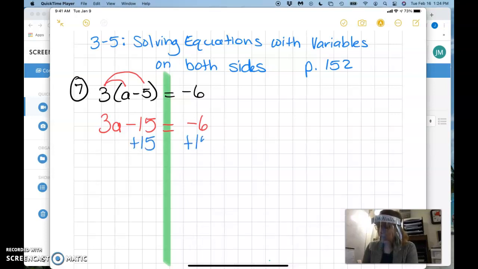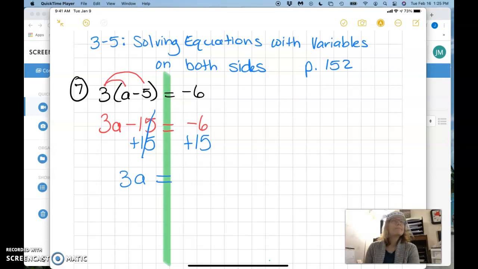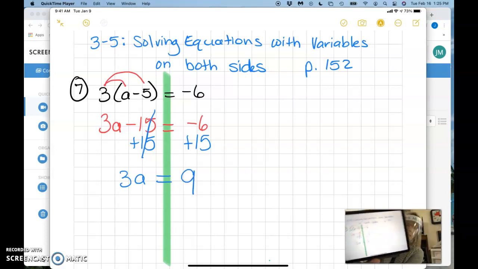Whatever I do to one side of the equal sign, I have to do to the other side of the equal sign. So 3A is going to equal how much? 21, negative. Okay, then go ahead. Negative 6 plus 15. 9. There we go. It's not a negative.